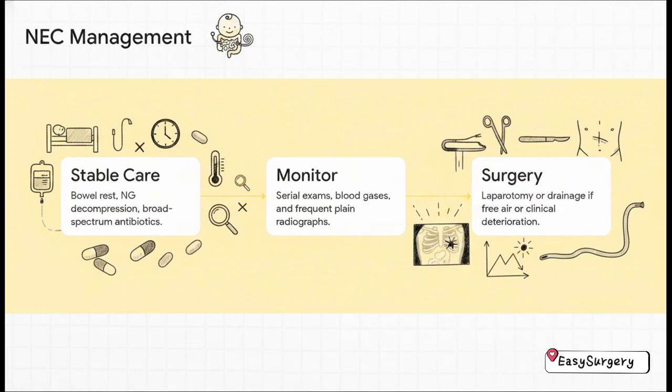The absolute second you detect free air, which means the intestine is perforated, or if they severely deteriorate clinically, you pivot to surgery instantly. Depending on how stable they are, that means either a formal laparotomy with bowel resection or a quick bedside primary peritoneal drainage.